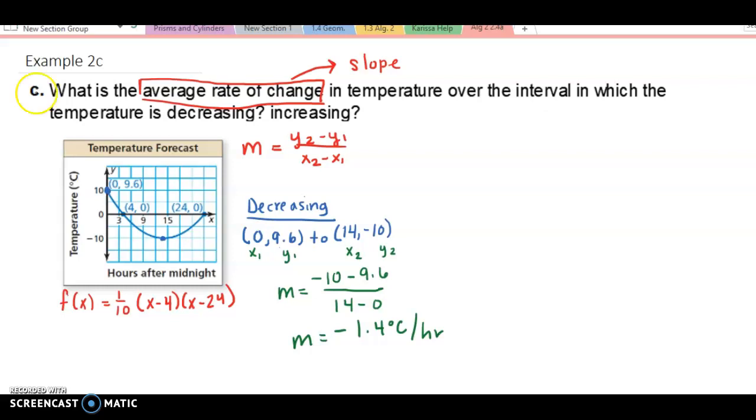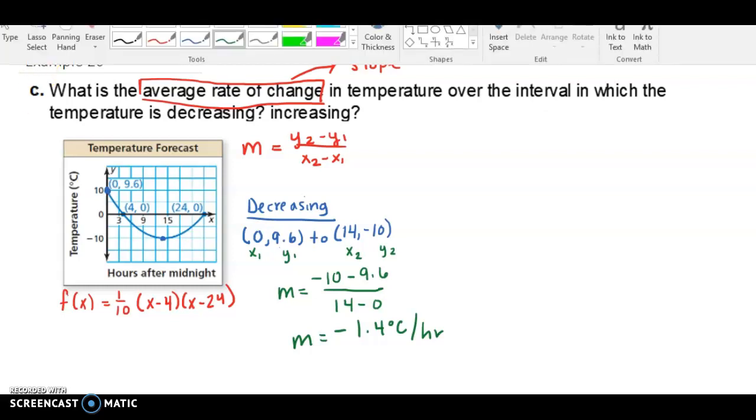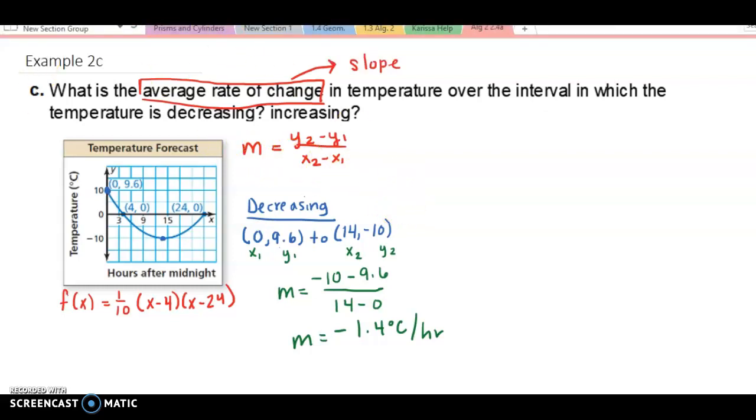So all I had to do is find my slope. Why don't you go ahead and try to find the slope on the increasing interval, and then we will go over it. All right, I'm going to go over the increasing interval now. If you didn't pause it and do it, you may want to pause it now and try it before we go over this.